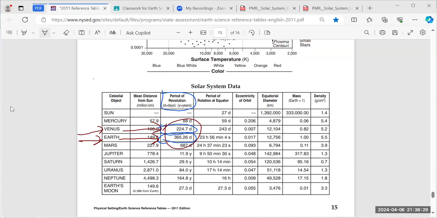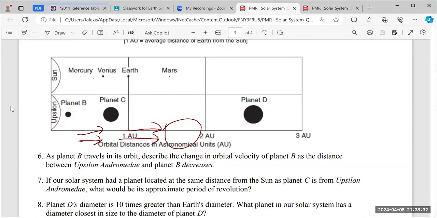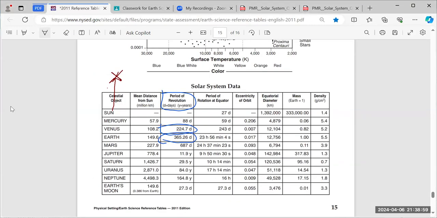Why is that the case? Because they're talking about it right here. They want to know what would be planet C's period of revolution if it was located between Venus and Earth. So if you said any answer that is greater than 224.7 days, bigger than Venus' period of revolution, and less than Earth's period of revolution, you are correct. So if you said 260 days, you're correct. If you said 300 days, you are correct.